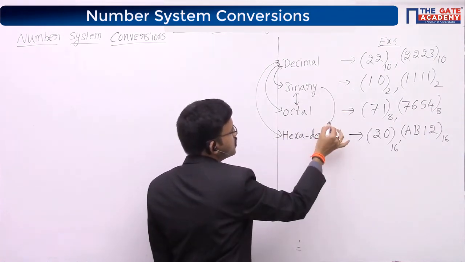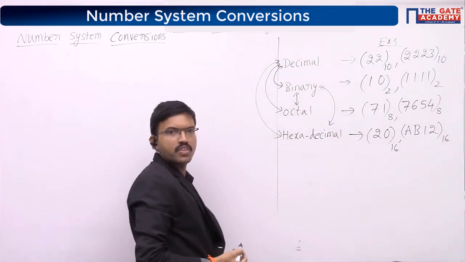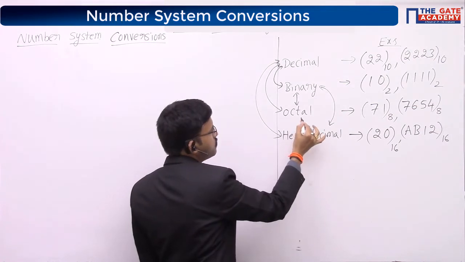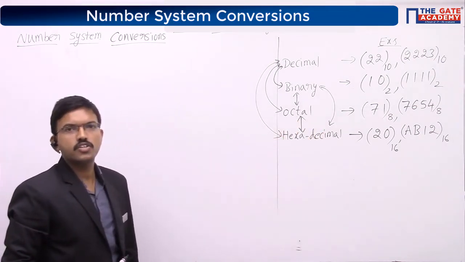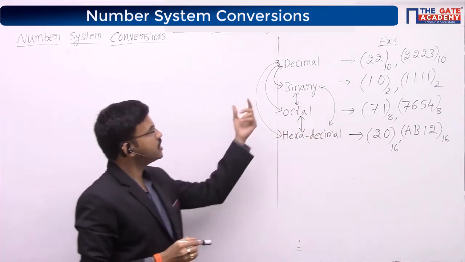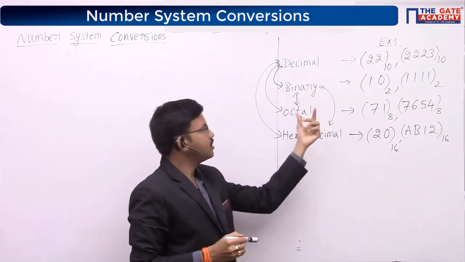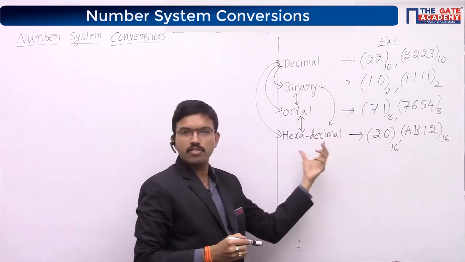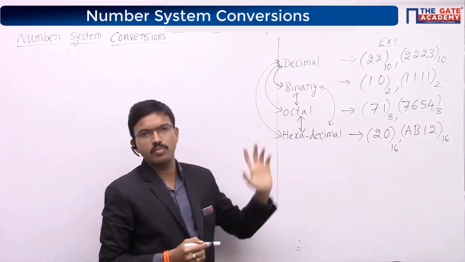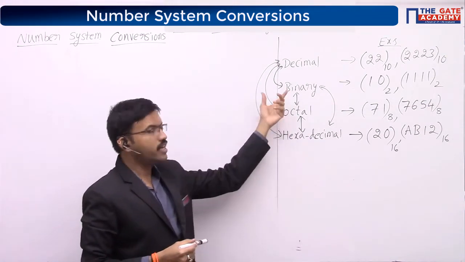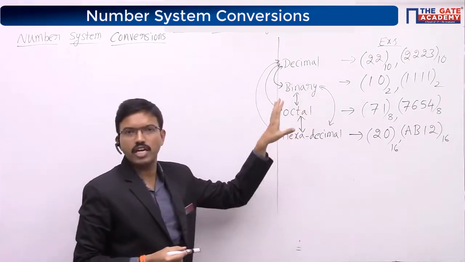Then binary to hexadecimal, hexadecimal to binary. And then octal to hexadecimal and hexadecimal to octal. Total 12 conversions. Here decimal to decimal, binary to binary, octal to octal, hexadecimal to hexadecimal, we won't do that conversion because we will get the same number, right? So here repetition is not allowed. That means total 12 conversions we will get.